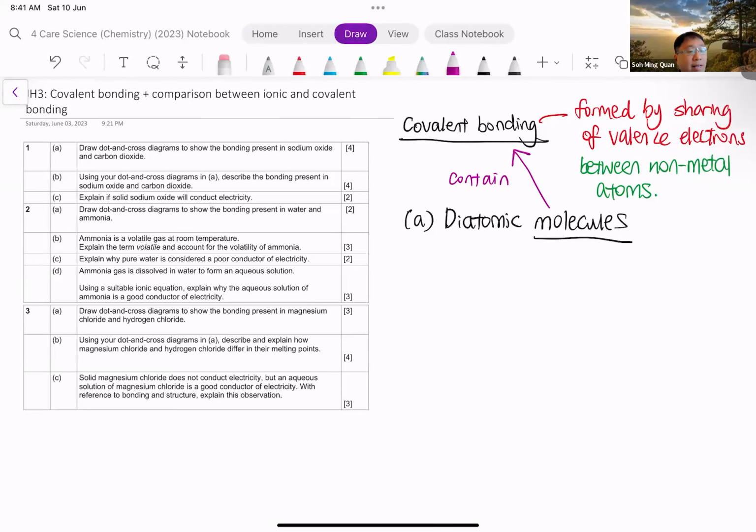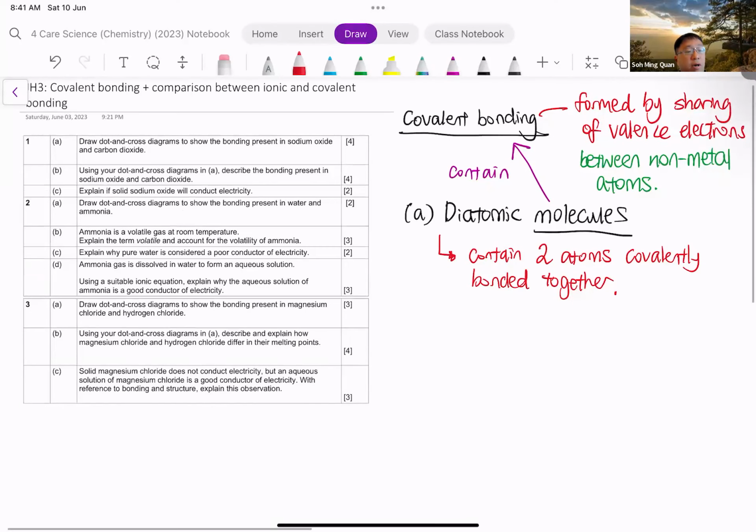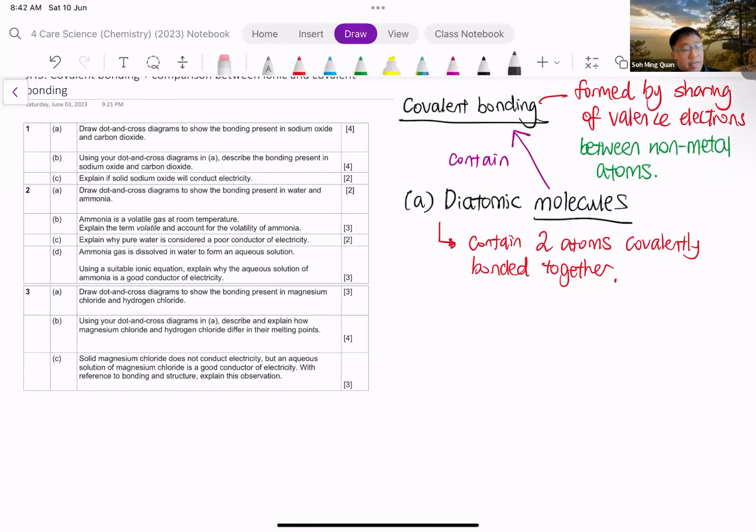All right. So what is the meaning of diatomic molecules? Diatomic molecules contain two atoms which are covalently bonded together. So it's not just that there are two atoms, but the two atoms must be covalently bonded together through the sharing of valence electrons. Now, we're going to start off with diatomic molecules. So the simplest diatomic molecule, of course, is hydrogen gas, H2.